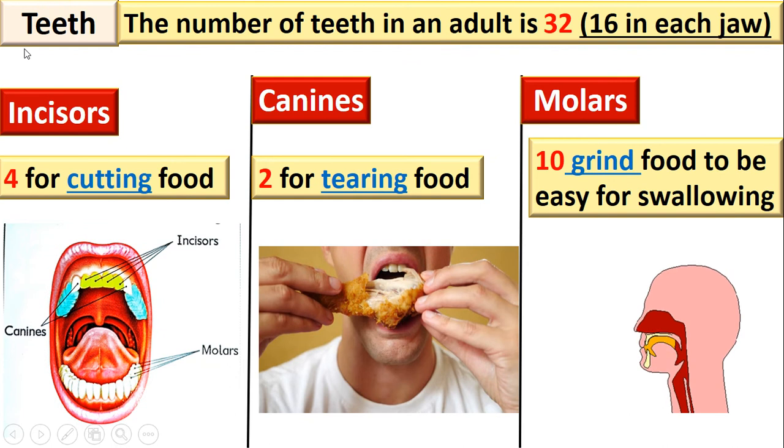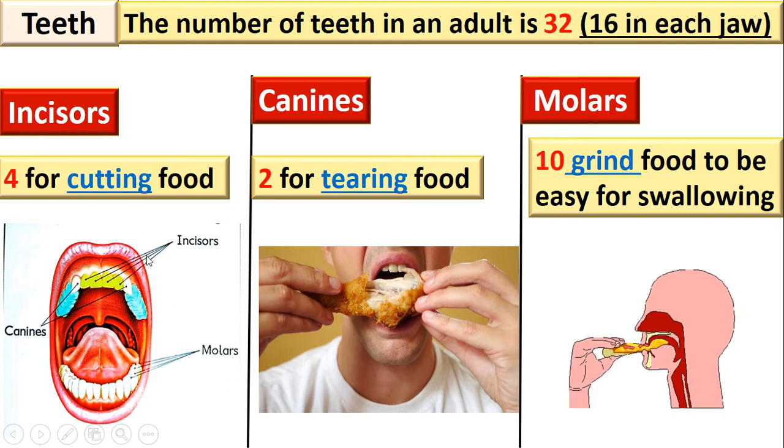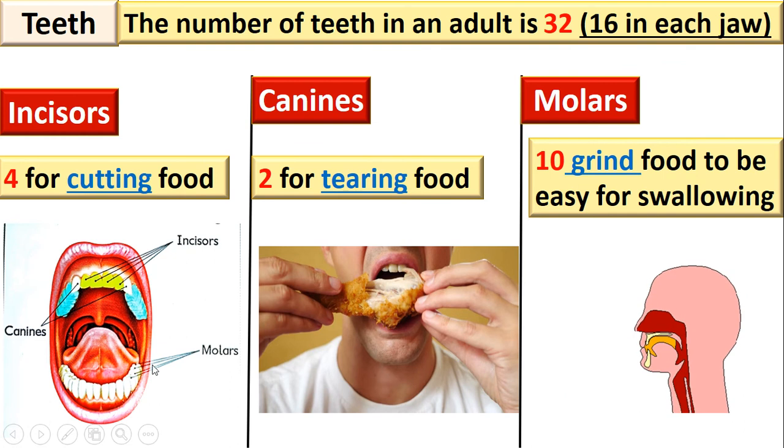Okay, at first, the teeth. The number of teeth in the adult mouth is 32. So when you become an adult, you will have 32 teeth in your mouth, 16 in each jaw. What's the meaning of jaw? Jaw is the upper part of your mouth, called the upper jaw, and the lower part of your mouth, called the lower jaw. So we have 2 jaws in our mouth, and each of them consists of 16 teeth.